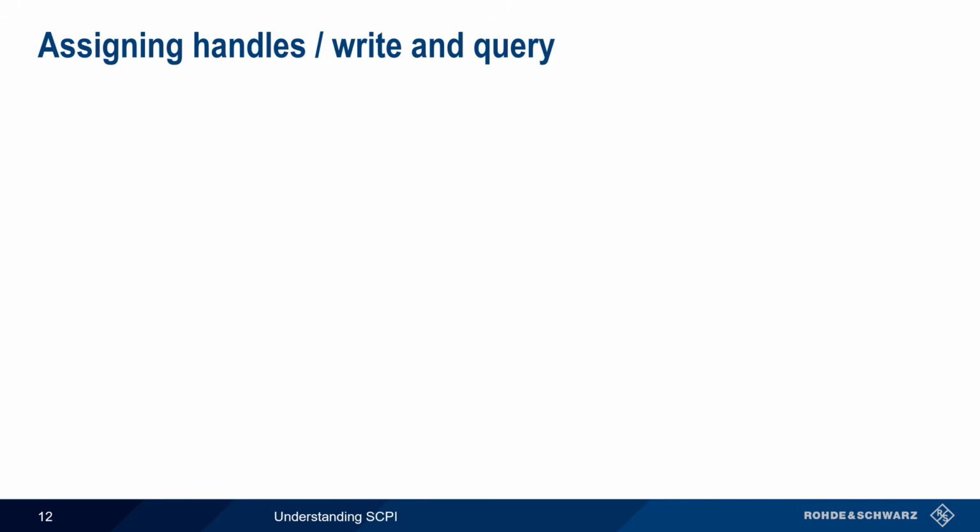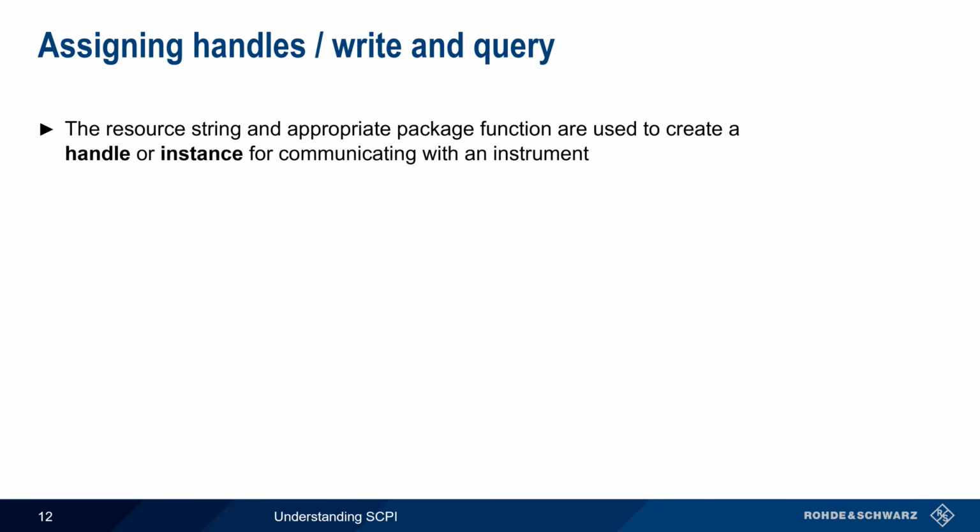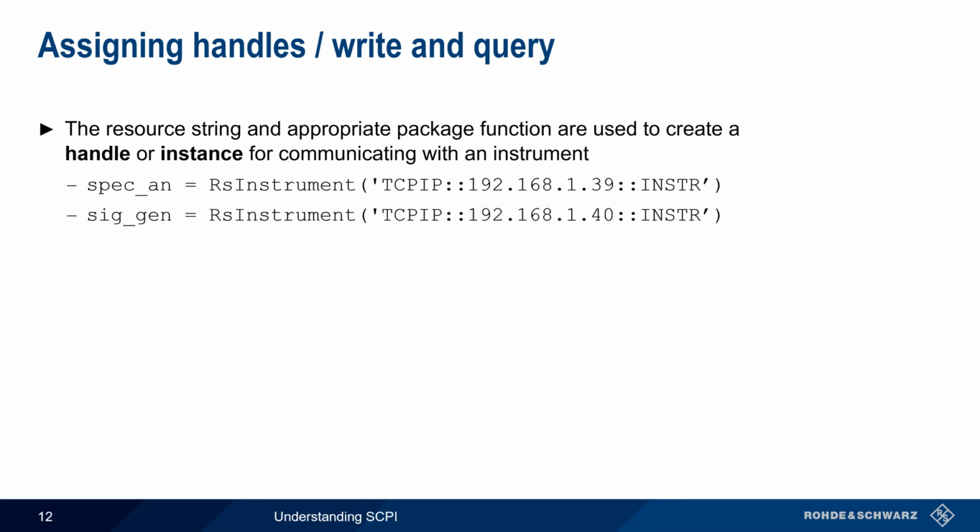With VISA and a wrapper or package installed, we can now use the resource string and the appropriate package function to create a handle or instance for communicating with our instruments. For example, here we create a handle called SPECAN for communicating with our spectrum analyzer at IP address 192.168.139, and another handle called SIGGEN for communicating with our signal generator with IP address 192.168.140. The package functions write and query are then used together with these handles.